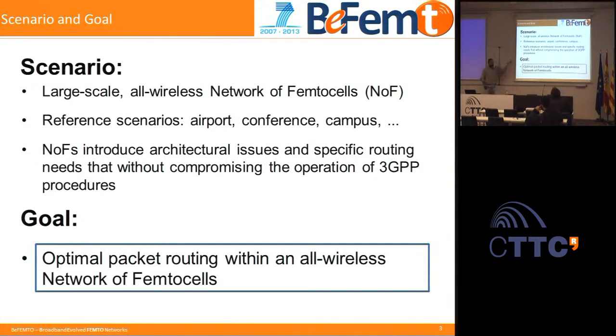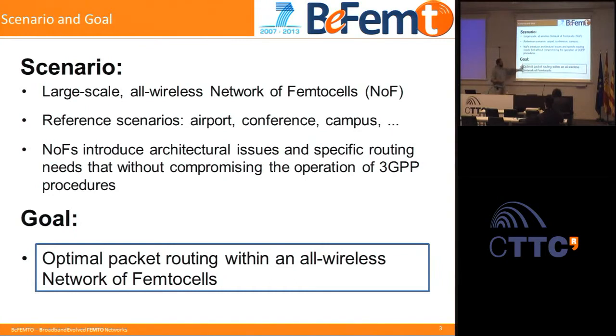Well, reference scenarios: airports, conference halls. It may not just be interim deployments like in conference halls, but also in urban scenarios it may well be a good option, or even in rural scenarios, as they explained to us on the first day. There are some architectural issues, but the key thing, as I explained in my previous talk, is that we don't want 3GPP specs to be modified, because we are working at the transport network layer.